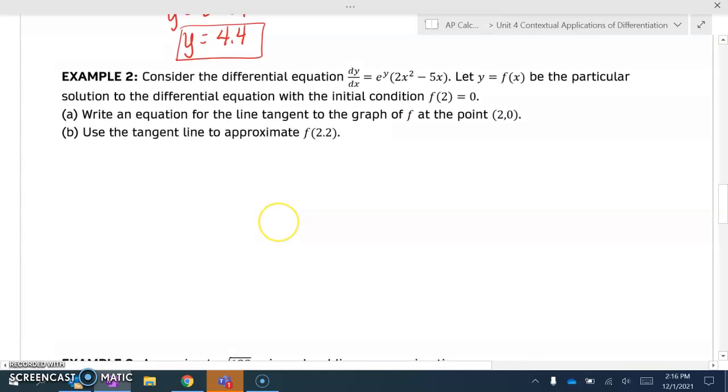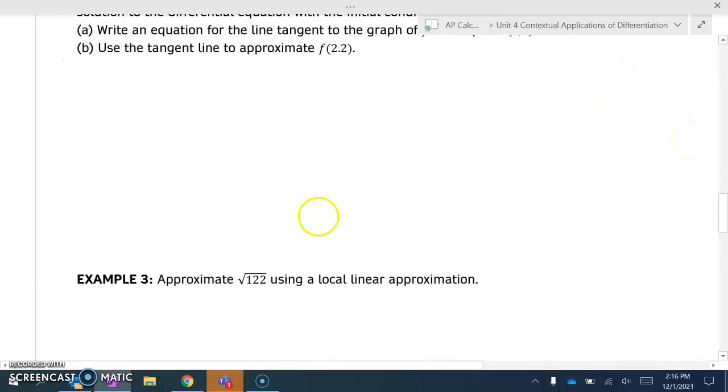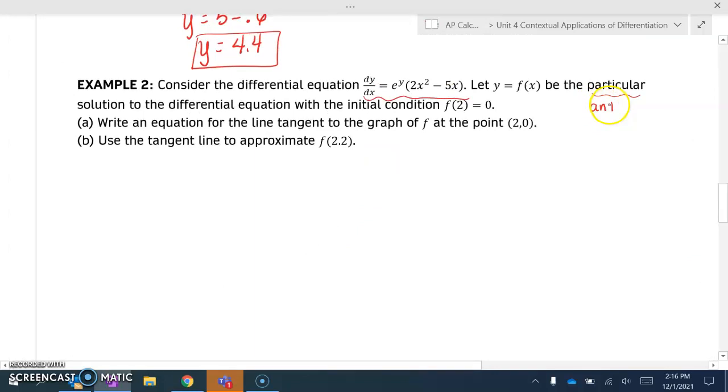Consider the differential equation. And we haven't talked about differential equations yet. That's going to be coming in chapter 7. But this is a differential equation, this derivative. Differential equations are just your derivatives, basically. And it says, let y equal f of x be the particular solution to that differential equation with the initial condition 2, 0. Once again, we don't know a lot of this terminology yet, but the particular solution, we're talking about our antiderivative, which is our integral, which also we still haven't seen, but that is coming in January. Okay. We can still do this problem though.